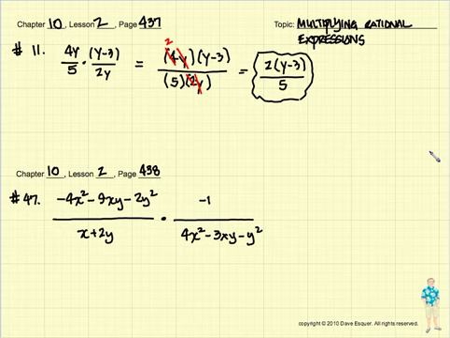Let's jump from something as simple as number 11 to something as complicated as our last problem, number 47. Whoa, minus 4x squared minus 9xy minus 2y squared in the numerator divided by x plus 2y, times a negative 1 times the quantity of 4x squared minus 3xy minus y squared. And we're going to have to simplify all this. I think we're going to have to factor both of these terms.